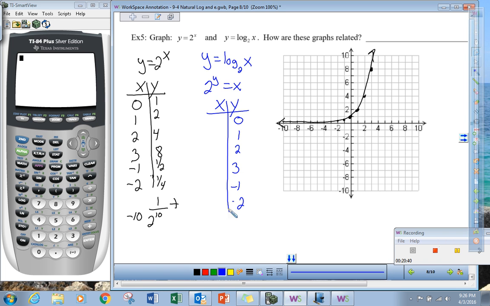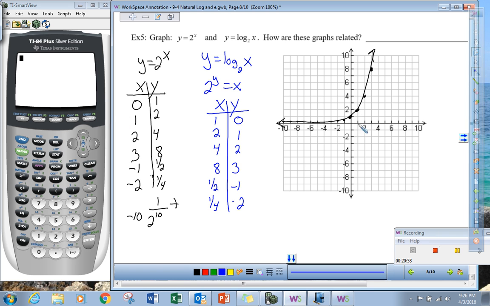Well, watch what happens. 2 to the 0 is 1. 2 to the first is 2. 2 squared is 4. 2 cubed is 8. 2 to the -1 is 1/2. 2 to the -2 is 1/4. Notice these numbers: 0, 1, 1, 0, 1, 2, 2, 1. They look like inverses of each other. Remember, on inverses, guys, you just switch the x and the y.